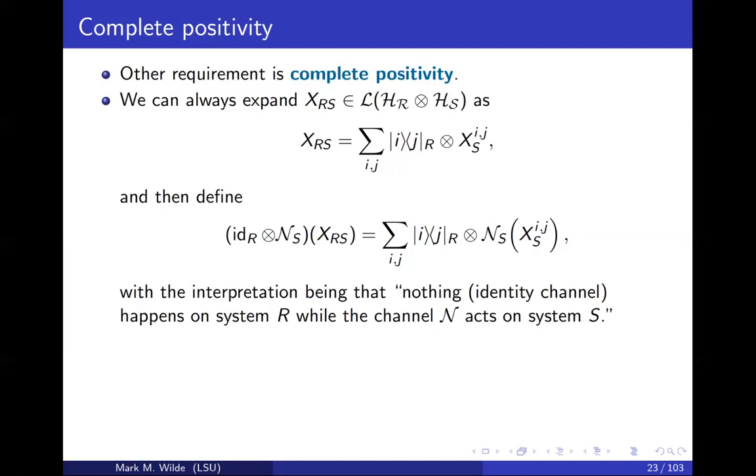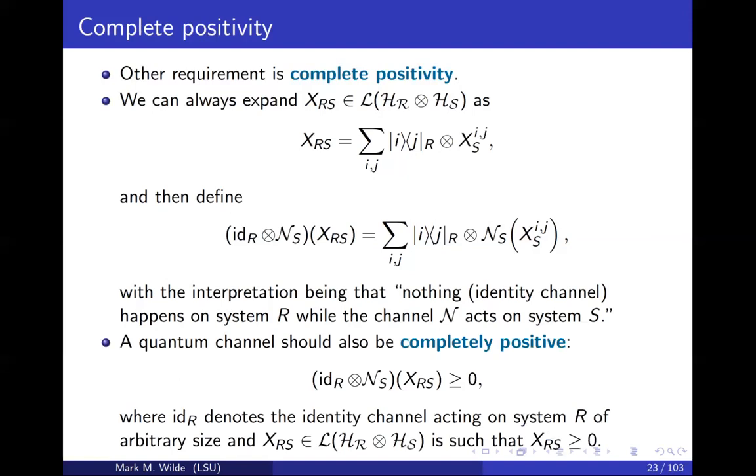So that can happen. And then what we demand is that the output of this evolution give a legitimate quantum state. So this is the requirement of complete positivity, that if the input operator is positive semi-definite, this output should be positive semi-definite as well. And so that corresponds to requirement 2.